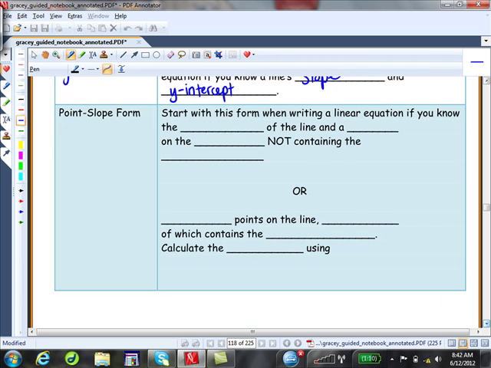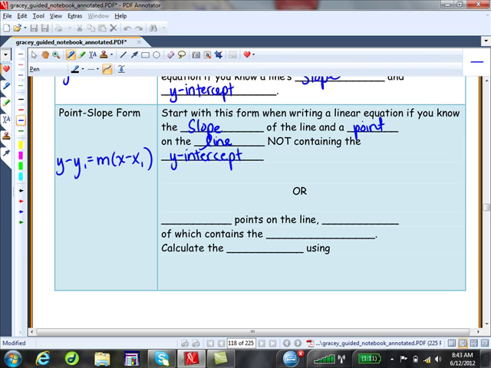Point-slope form of a line. So remember, that was y minus y1 is equal to the slope times x minus x1. Start with this form when writing a linear equation if you know the slope of the line and a point on the line not containing the y-intercept, because if you have the y-intercept, you use the easier format, the y equals mx plus b.